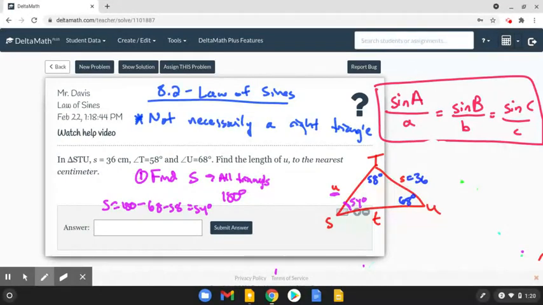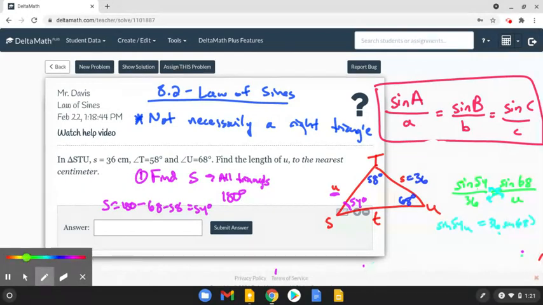And now we have a pair because we got big S and little s. So then let's go ahead and write our ratio. It's going to be the sine of our big S, which is 54, over little s, which is 36, equals, now we're trying to find little u, so we need big U. So sine of big U, which is 68, over little u. We then do our cross multiplication. Sine of 54 times u, sine of 54u, equals 36 sine 68.